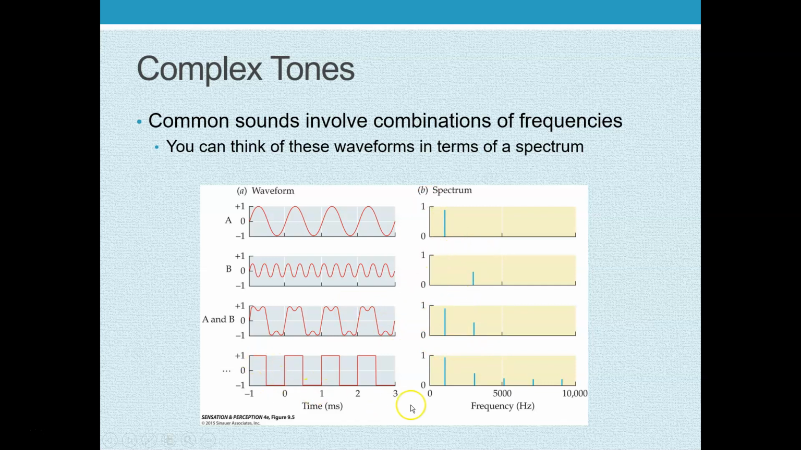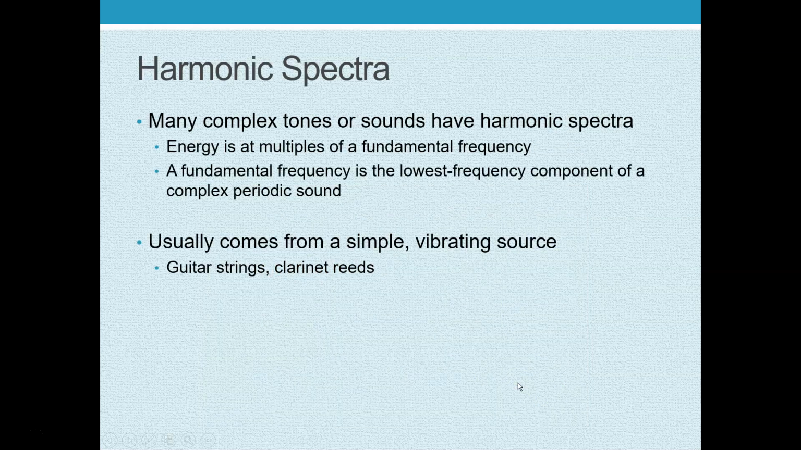If we have something like a square wave, you can actually see all of the different component frequencies that make that up as well. One of the things that's interesting is that a lot of complex tones or sounds, especially if you're talking about music or singing, actually have what are called harmonic spectra. So the energy is always occurring at multiples of a fundamental frequency. And a fundamental frequency is the lowest frequency component of a complex periodic sound.